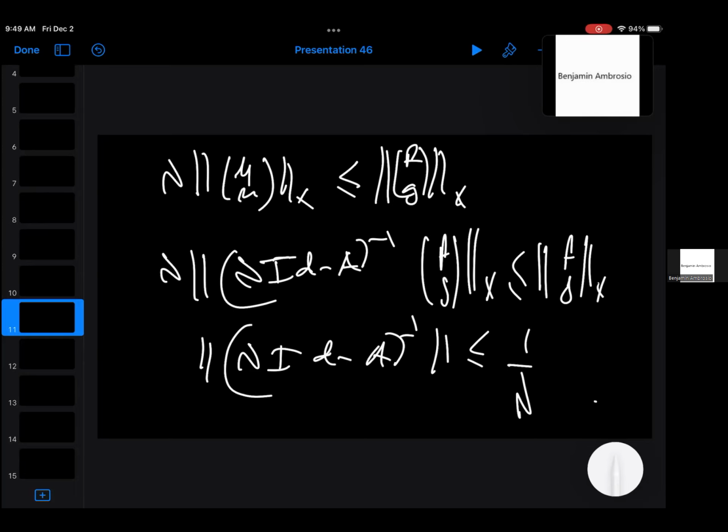Okay, so that's what we wanted. So we just proved that our operator A generates a C0 semigroup, and this S of t is the solution of the wave equation.